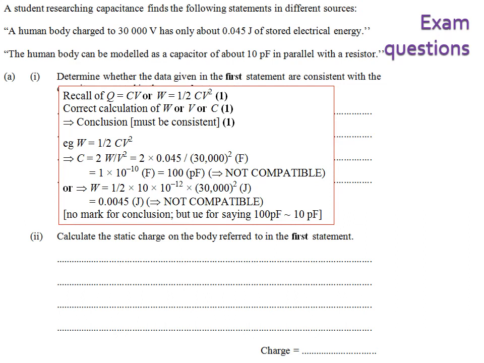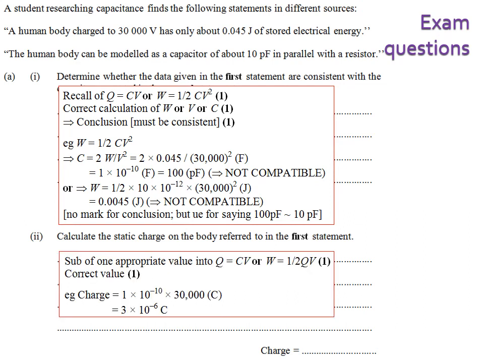So the second part: calculate the static charge on the body referred to in the first statement. So again, we will use the equation Q equals CV. And by using that equation, you can find out the charge is 3 times 10 to the power minus 6 coulomb.